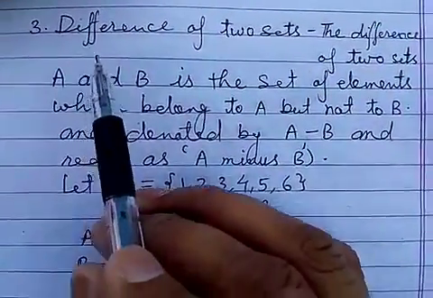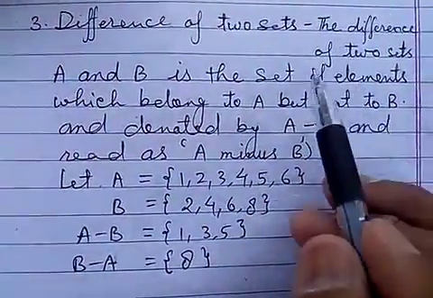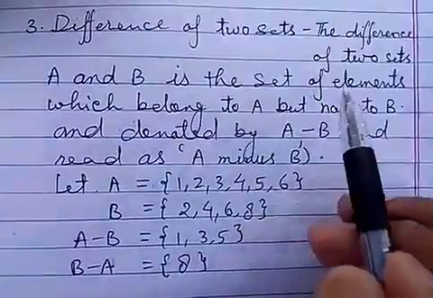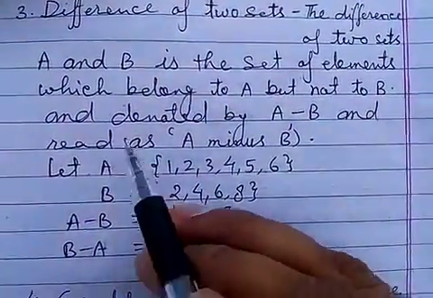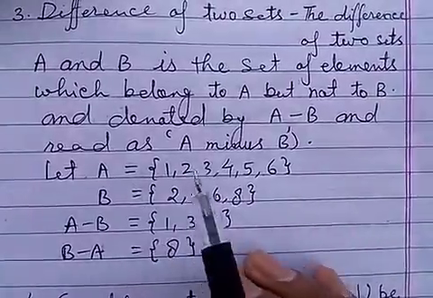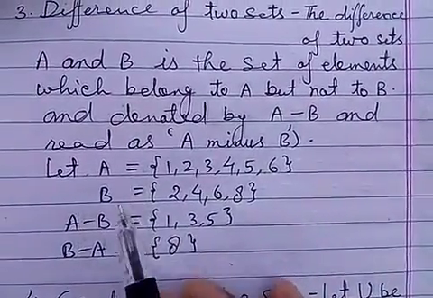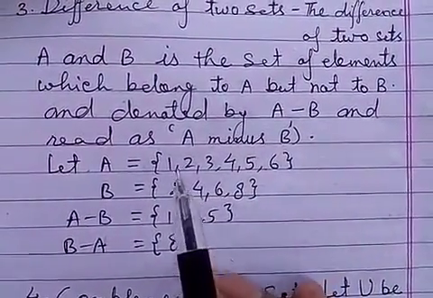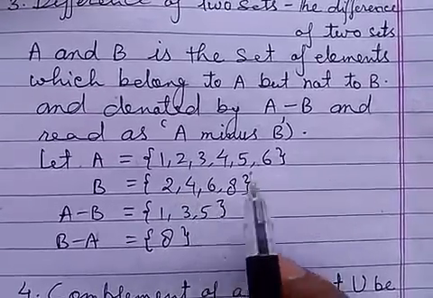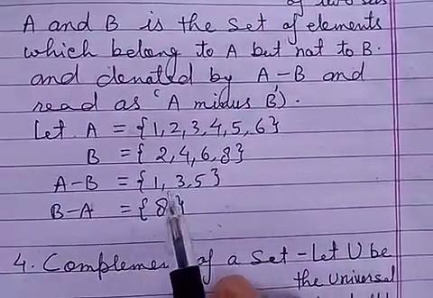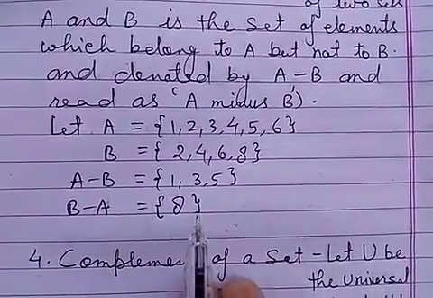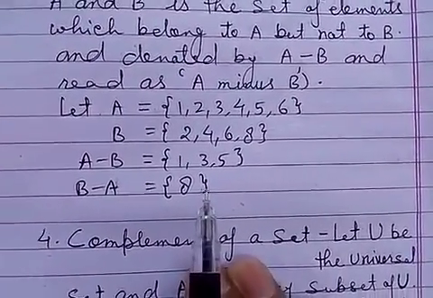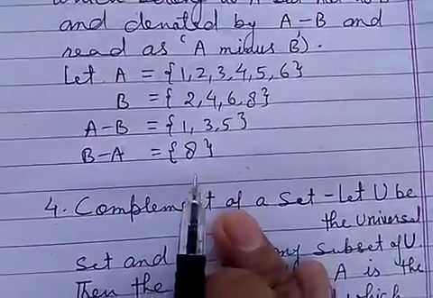Operation number 3, difference of two sets. The difference of two sets A and B is the set of elements which belong to A but not to B, and denoted by A minus B and read as A minus B. Let A and B be any two sets of elements 1, 2, 3, 4, 5, 6 and 2, 4, 6, 8. Then A minus B equals 1, 3, 5 and B minus A equals only one element, 8. Now you can see the example.